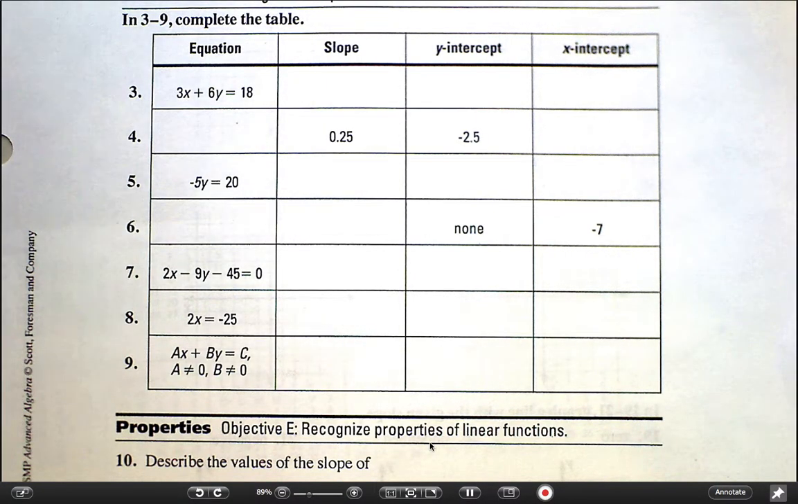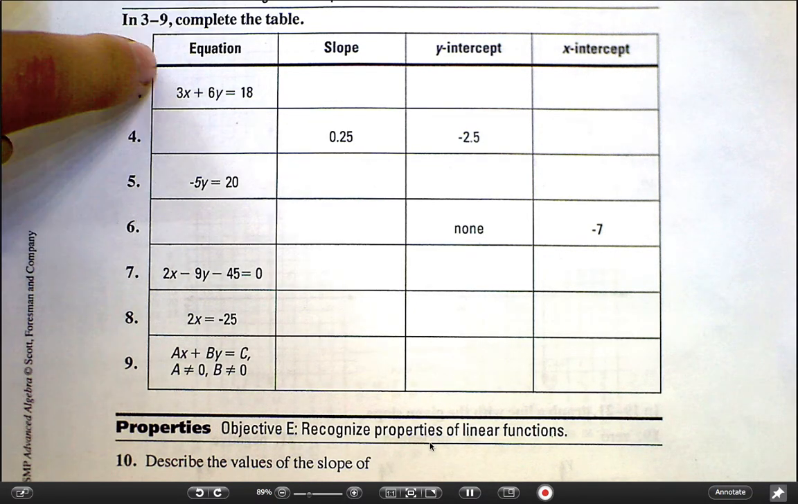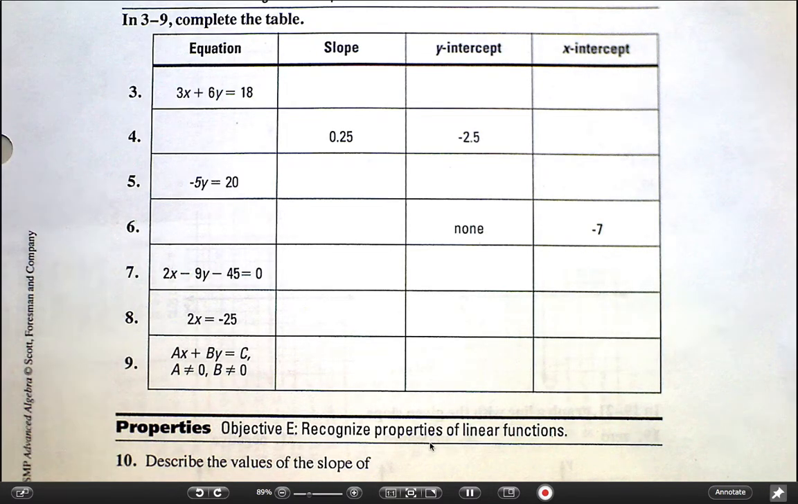Alright, so today we are going to be talking about this table that's on Lesson Master 3.4b. I want to make sure we talk about the different pieces here: the equation, the slope, the y-intercept, and the x-intercept, and just how we need to find each piece.